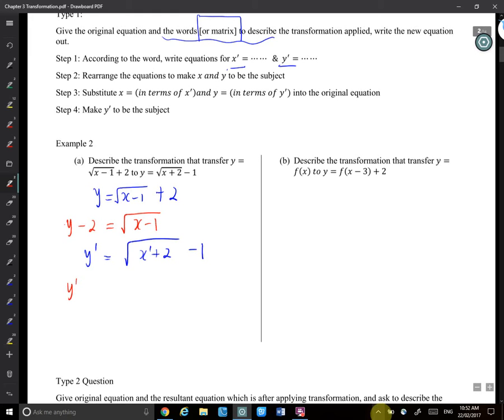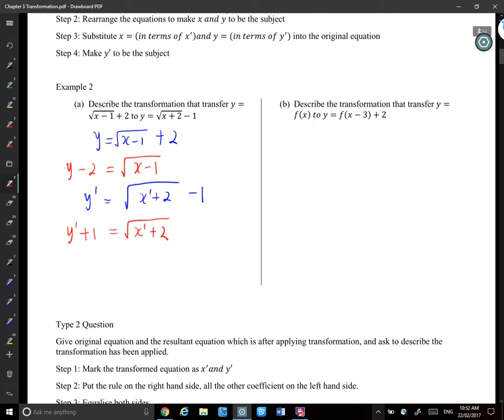Same with this one. y dash plus 1 equals the square root of x dash plus 2. Only leave the square root on the right hand side. So what can be the model? Something squared can be a model. 1 over x, 1 over something can be a model. So we only leave those kinds of things on the right hand side. Any constant will be transferred to the left hand side.